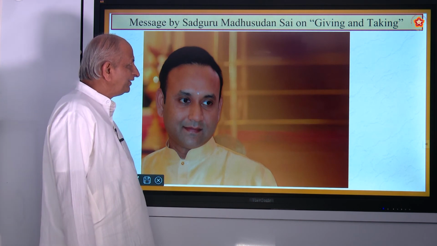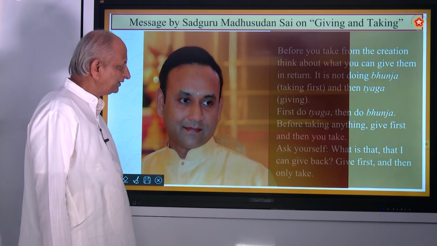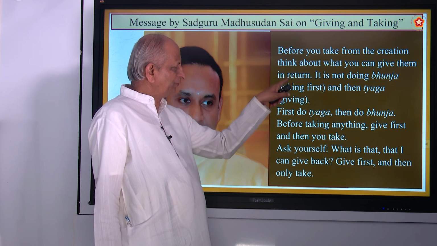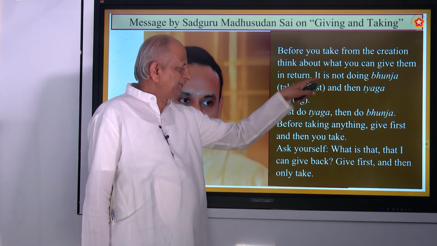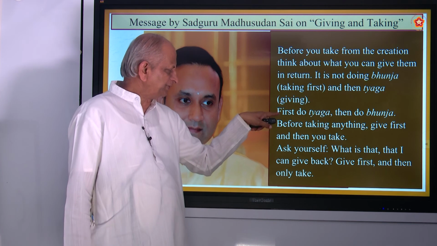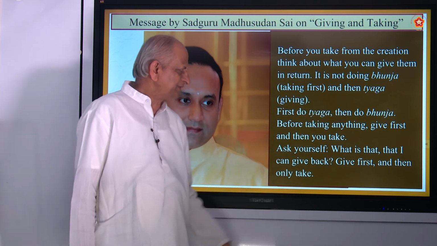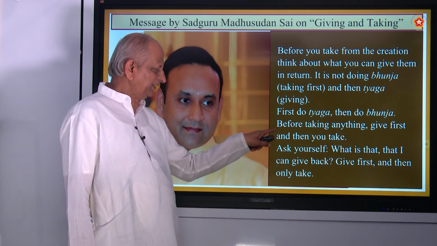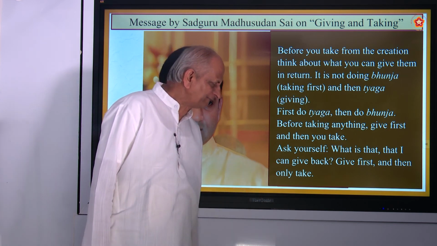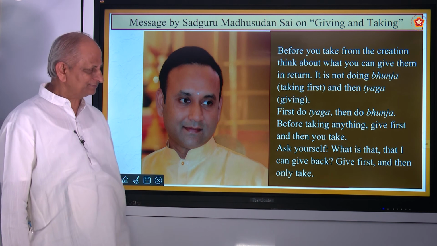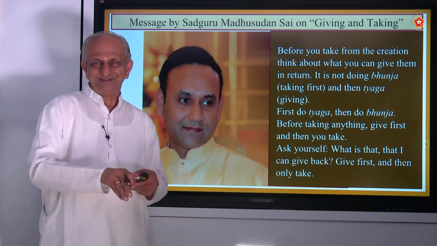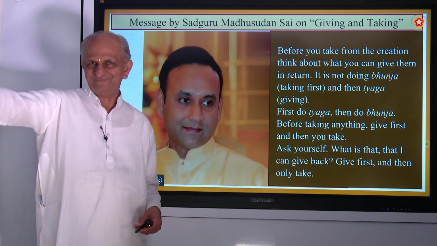So what our Sadguru Madhusudan Sai says about giving and taking: before you take from the creation, think about what you can give in return. It is not bhoga, taking first and then tyaga, giving. First do tyaga and then take. So before taking anything, give first and then you take. Ask yourself, what is that I can give back? Give first and then take. It is called the give and take policy. Is it not? Your hand must be like this only.